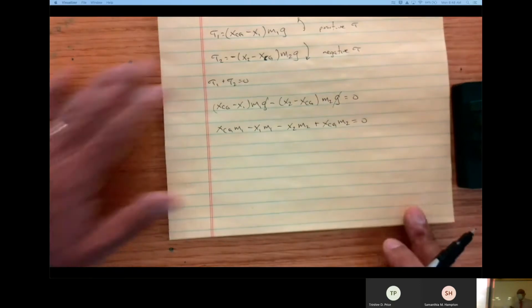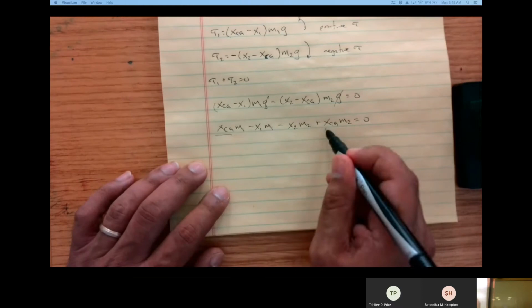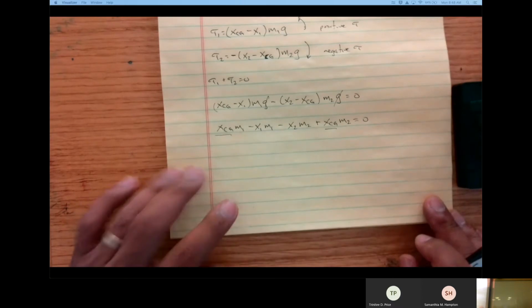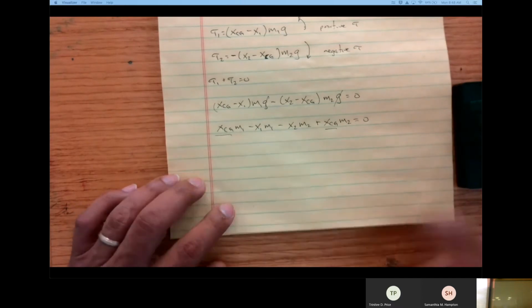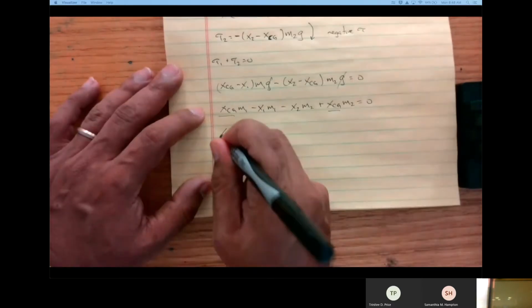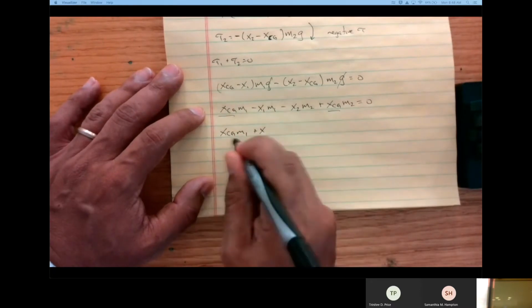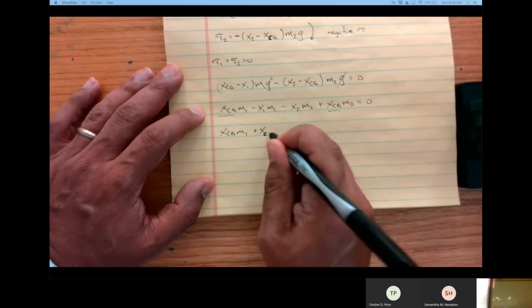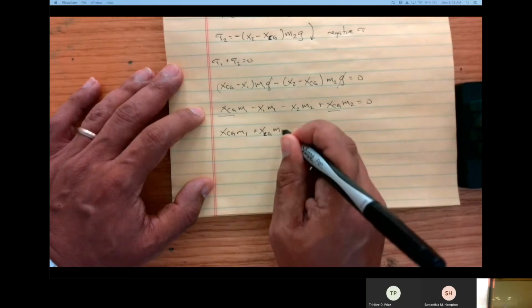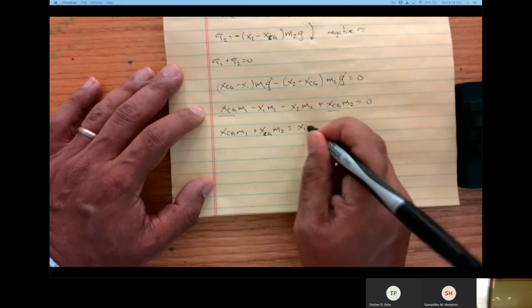Now I want to solve for the position of the center of gravity, xcg. Every term that involves xcg, I'm going to leave on the left side of the equation, and everything else I'm going to put on the right side. So here, I'm going to have xcg m1 plus xcg m2 equals x1 m1 plus x2 m2.